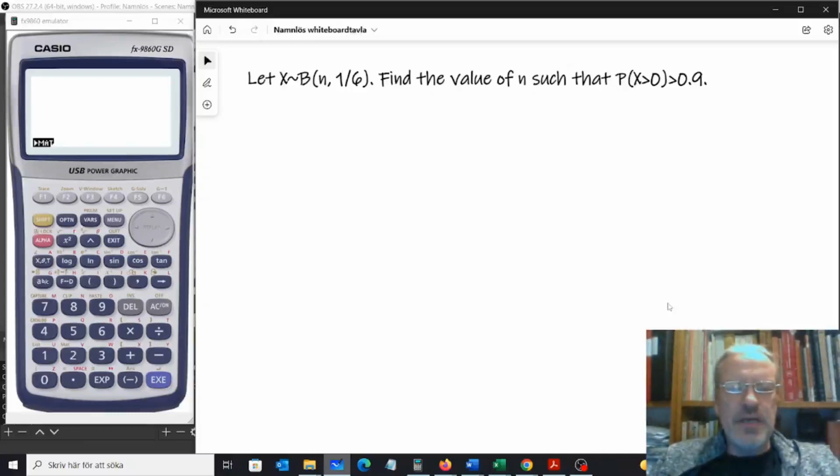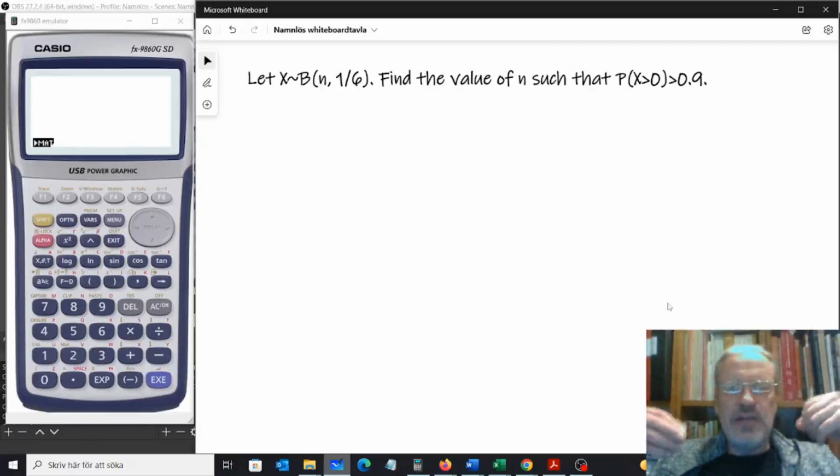Let x be a random variable in a binomial distribution, n, 1/6. So p is 1/6. The probability for success is 1/6, and n is unknown. Find the value of n such that the probability that x is larger than 0, in other words, that we get at least one success, is larger than 0.9.